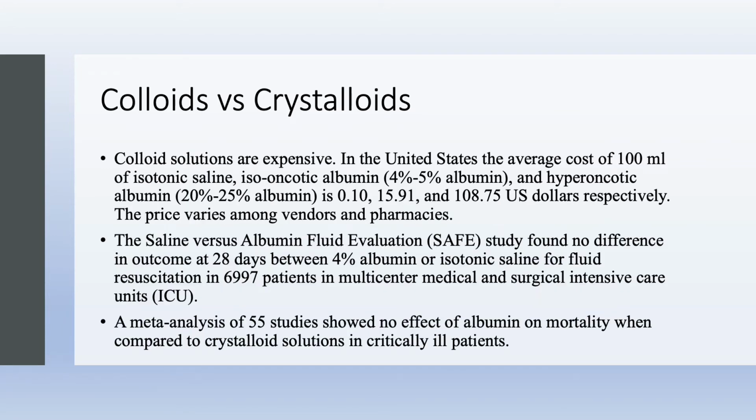There is a big debate, colloid versus crystalloids. Colloid solutions are expensive. If we take 100 ml of albumin, 20% to 25%, it costs $109. Now, if we take 100 ml of isotonic saline, the cost is 10 cents, so huge difference. 5% albumin costs about $16. Now, the price differs between pharmacies. I'm going to mention some of these studies quickly, but we'll discuss them in detail in later lectures.